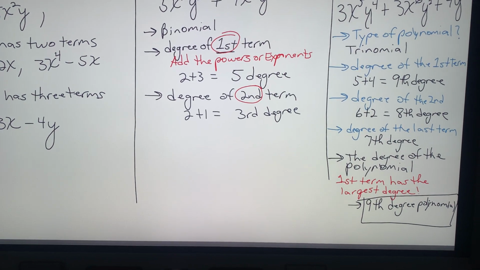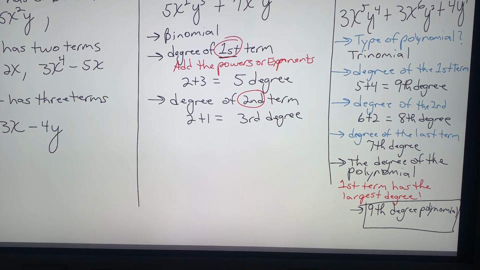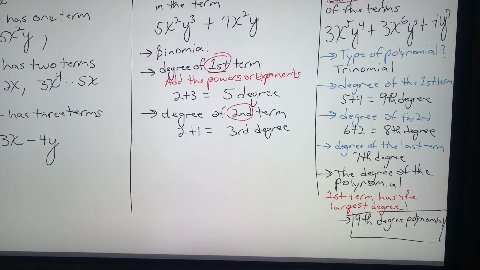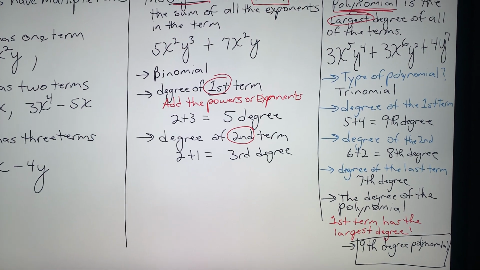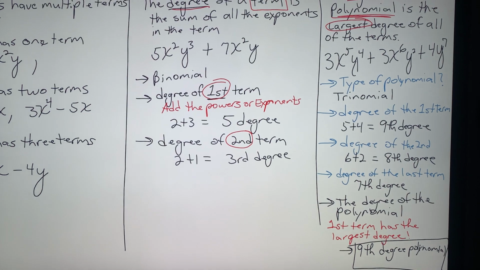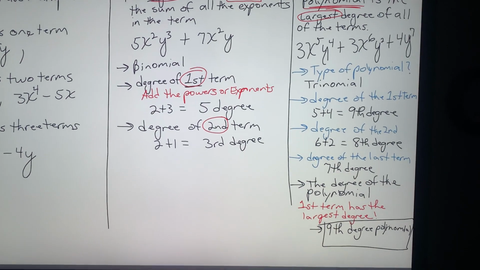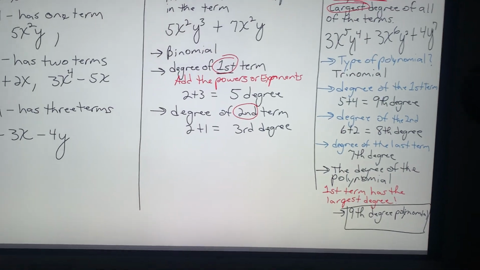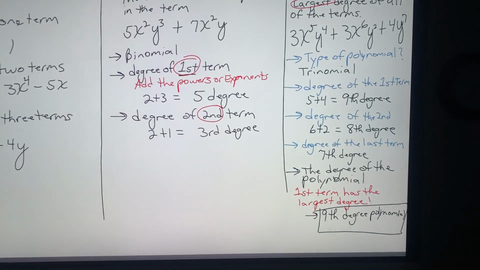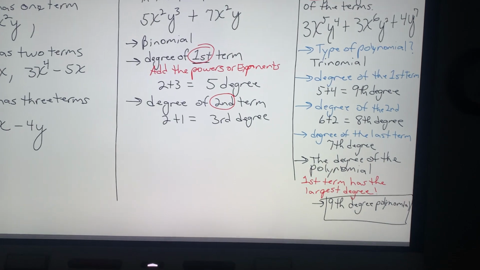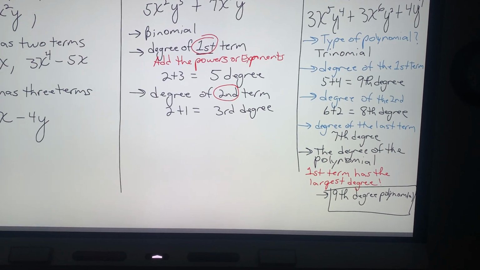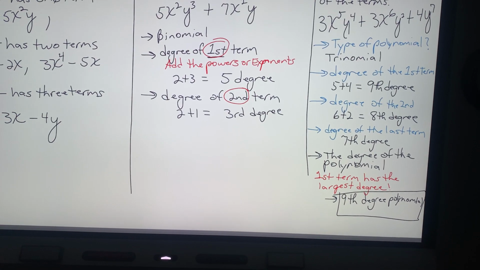The first term has a degree of 5, because when we add the power with the x, which is 2, and the power with the y, which is 3, 2 plus 3, we get a degree of 5. The second term, which is the 7x squared y, has a degree of 3.